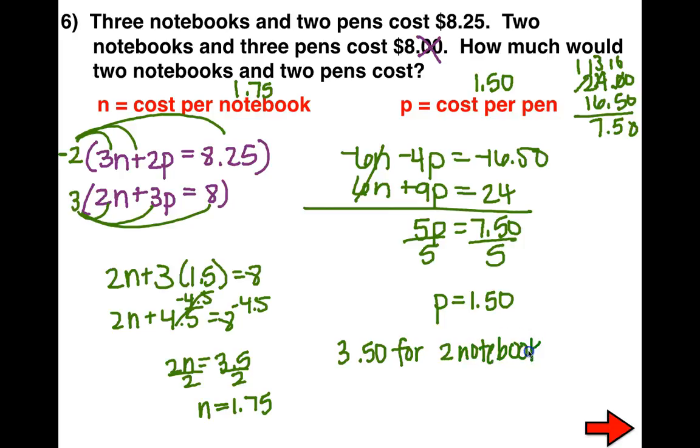So if you wanted to, there's 2 ways you could have done it. You could have added $1.75 twice or simply multiply it by 2. Now, what about the pens? Well, if it's $1.50 each, if I bought 2 of them, it would cost $3. So I'm going to say $3 for 2 pens. And that would be it. So you've answered your question.